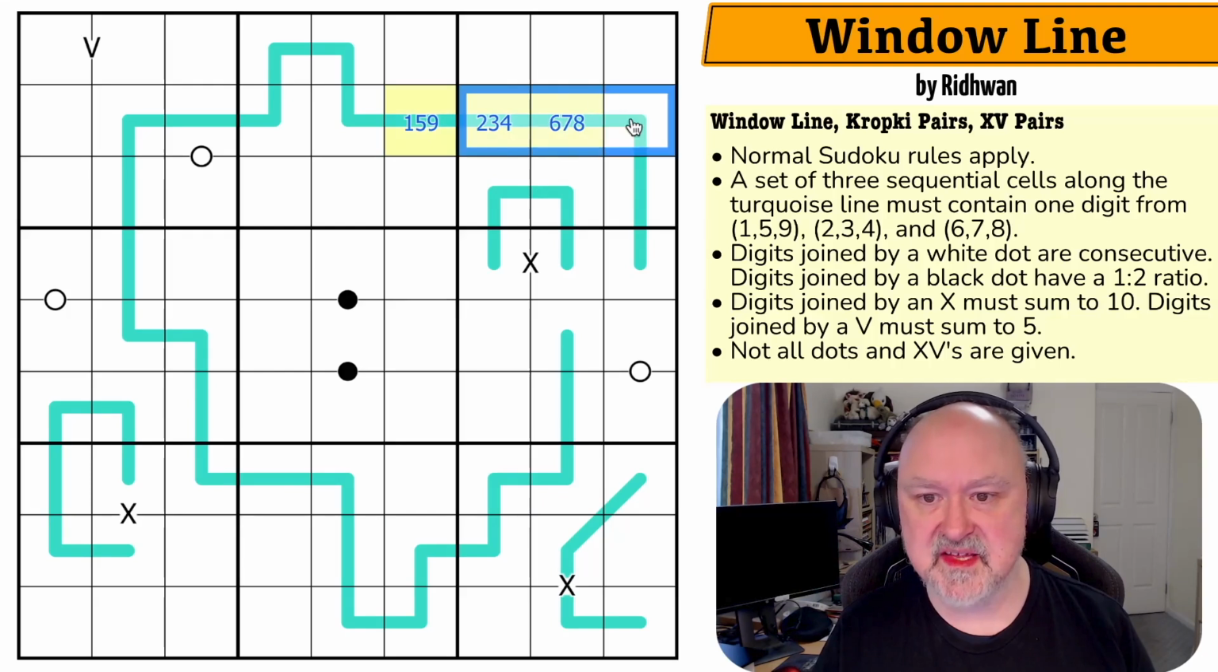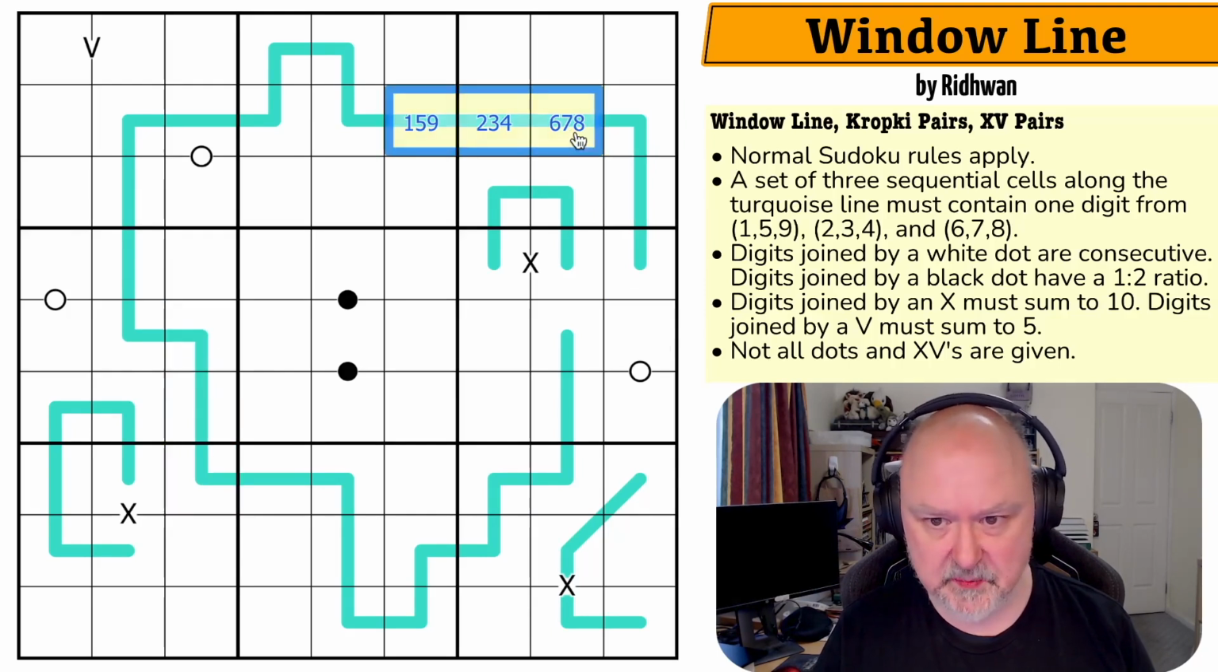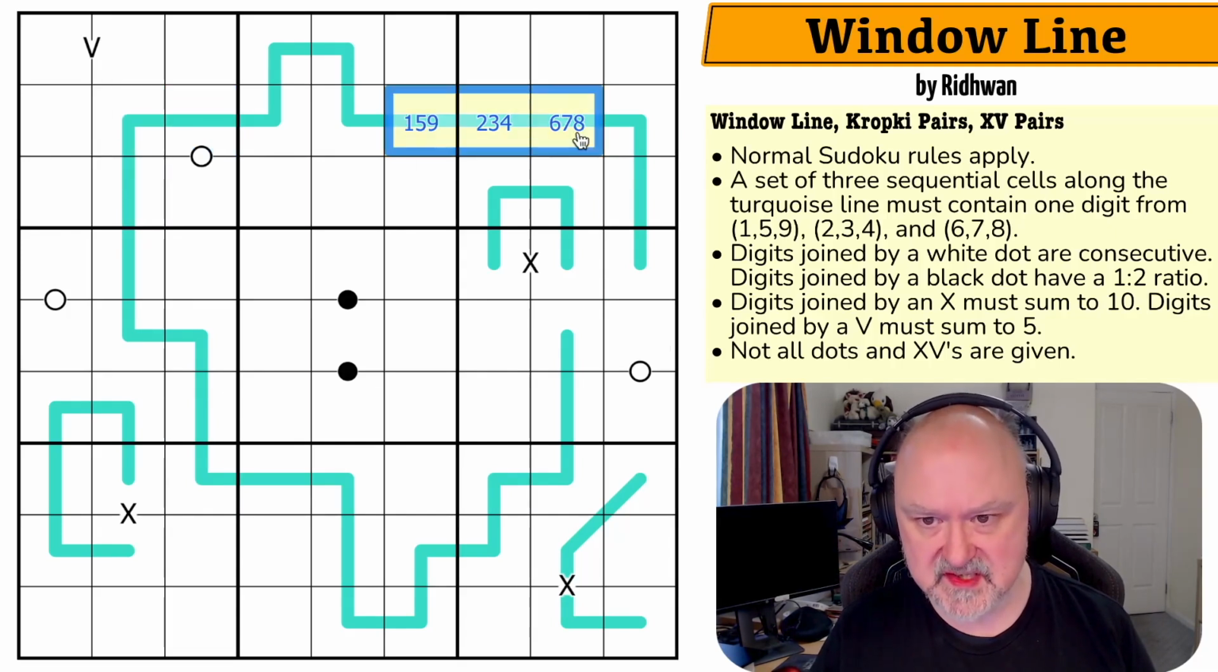And then this set must contain one of each, and this set must contain one of each of those. Similar. So any set of 3 digits that you have, one of the digits must be from 1, 5, or 9. One must be from 2, 3, 4, and one must be from 6, 7, 8.